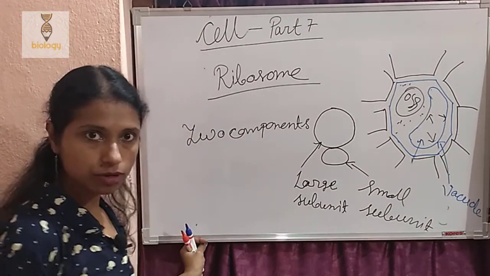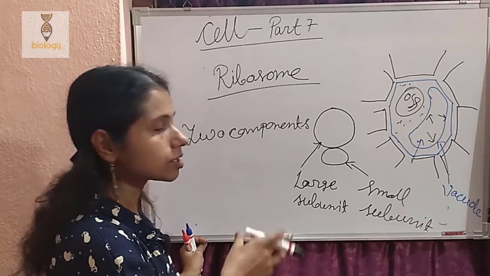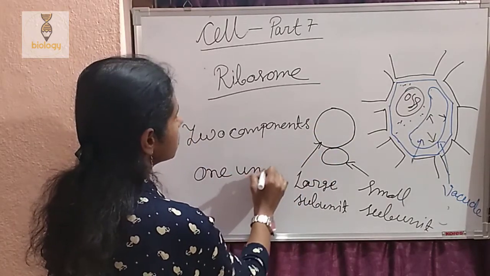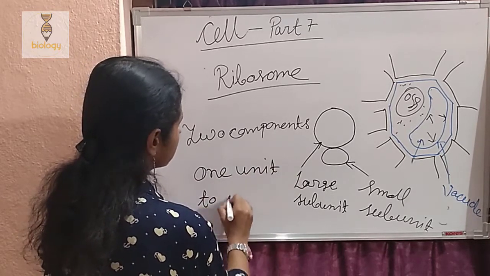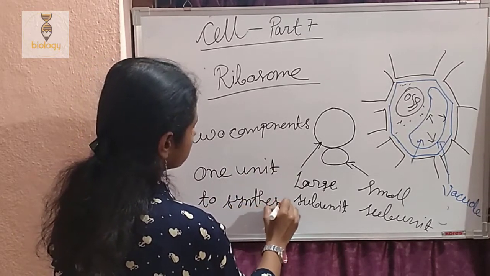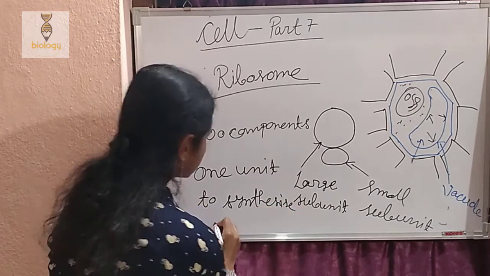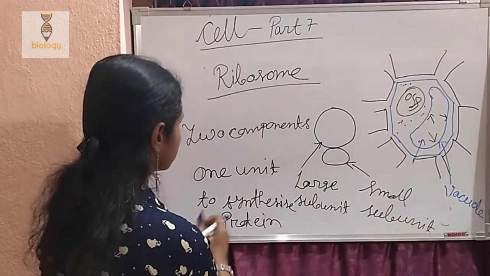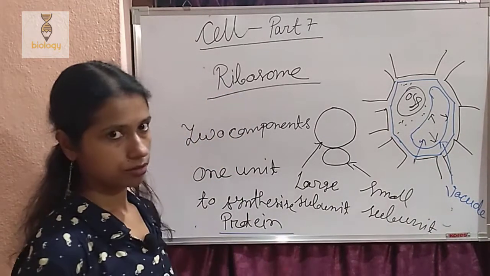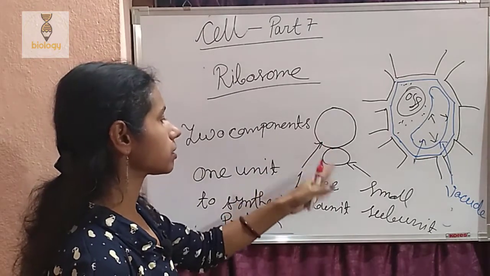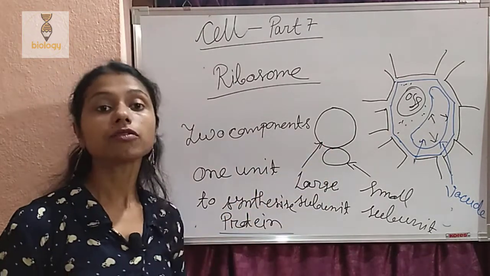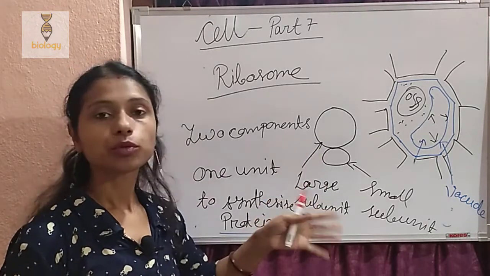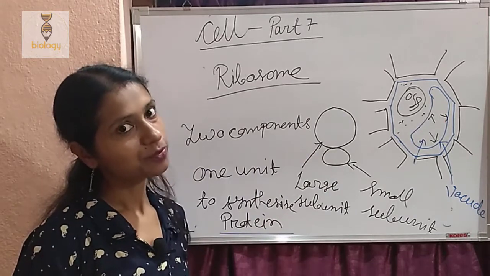When the ribosome synthesizes protein, they work united. Okay, they work as one unit to synthesize what? Protein. To synthesize protein, it works as a single unit. But actually it has two components, a large component and a small component. So the important function of the ribosome is to synthesize protein. It is the protein synthesis organelle of the cell.